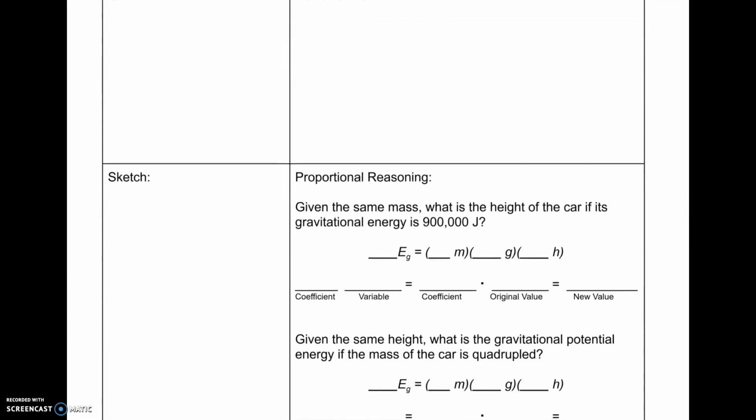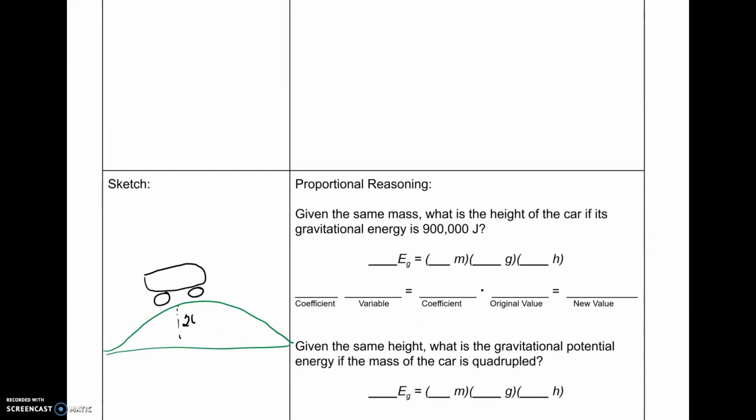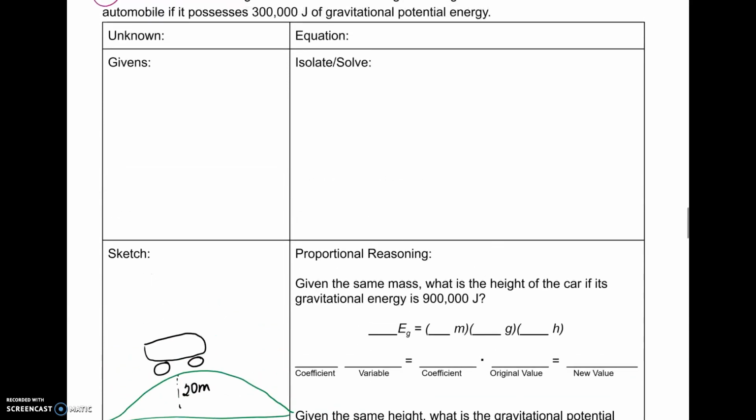So what we're going to do is we're going to go ahead and draw. Here's our ground. Here's our hill. And then our car is going to be sitting on top of that hill. So here's the wheels. Here's the car. And it is, how far did they say? 20 meters off the ground. Okay.